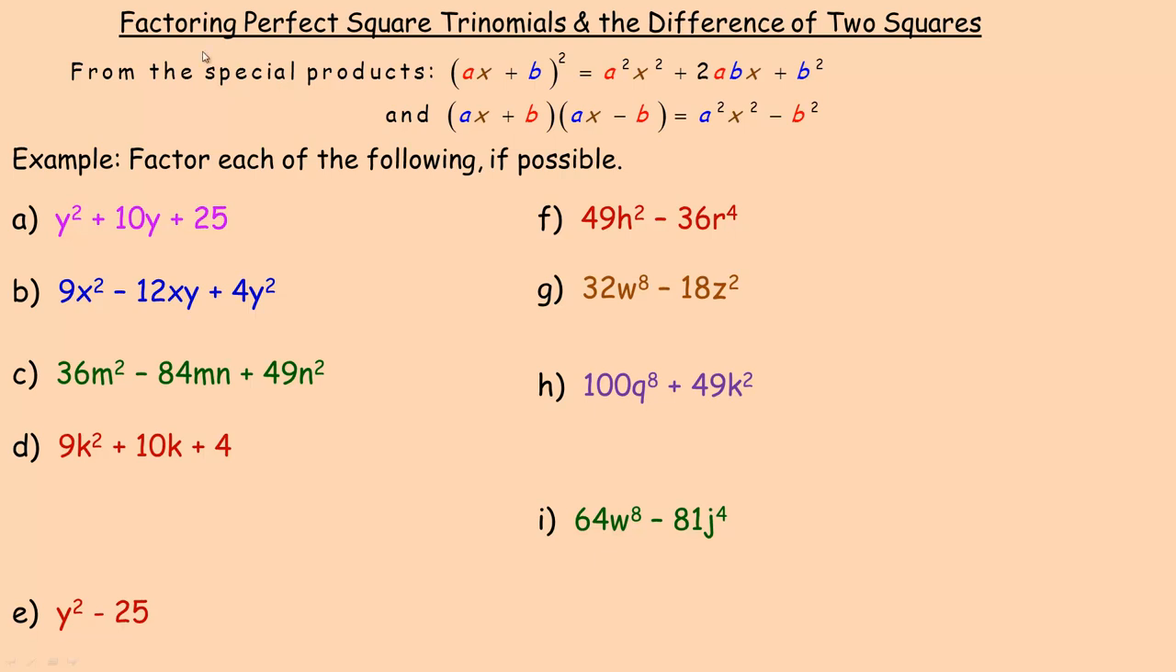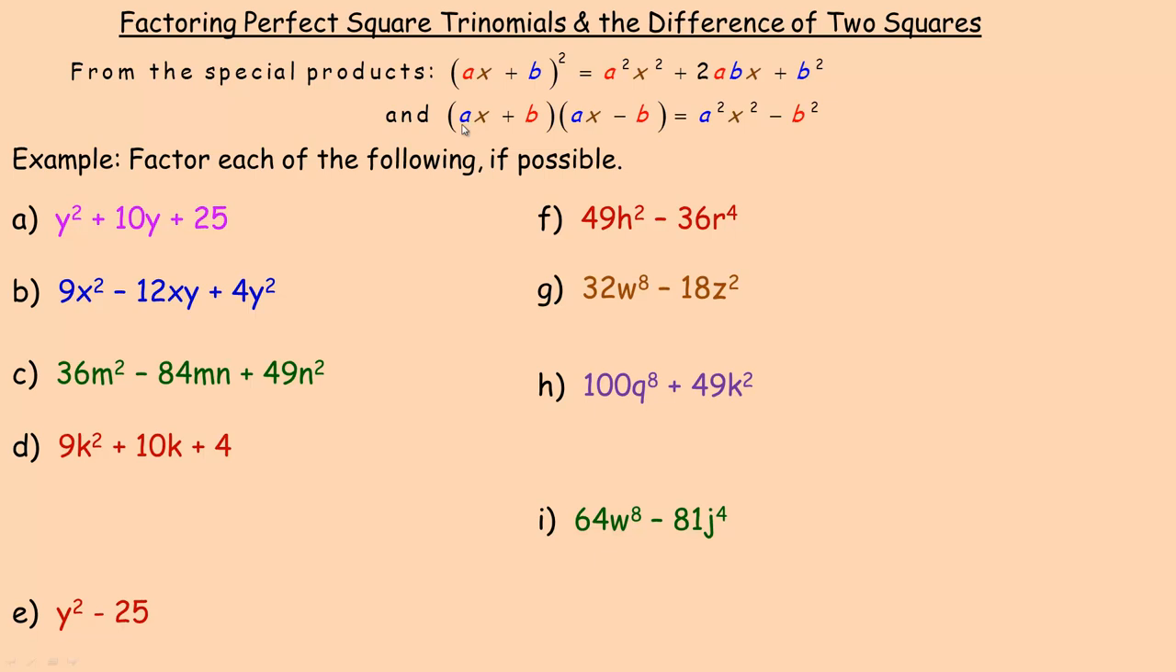When we expand, for example, (ax + b) squared, we get a squared x squared plus 2abx plus b squared. So going from here to here is expanding, but if you're going from here to here, that's factoring. So that's what we're focusing on here.